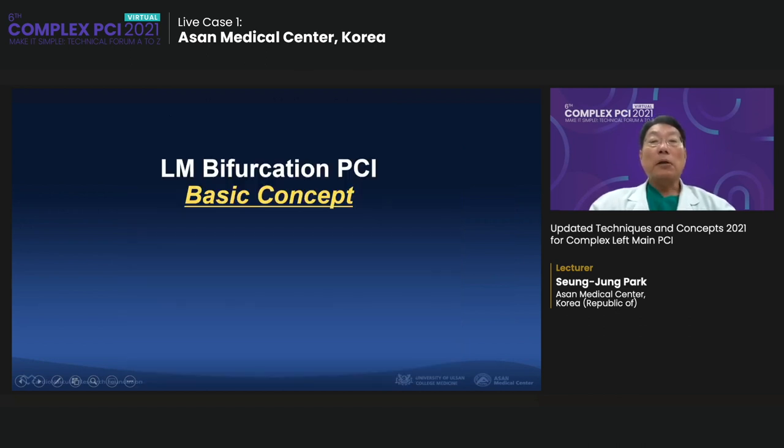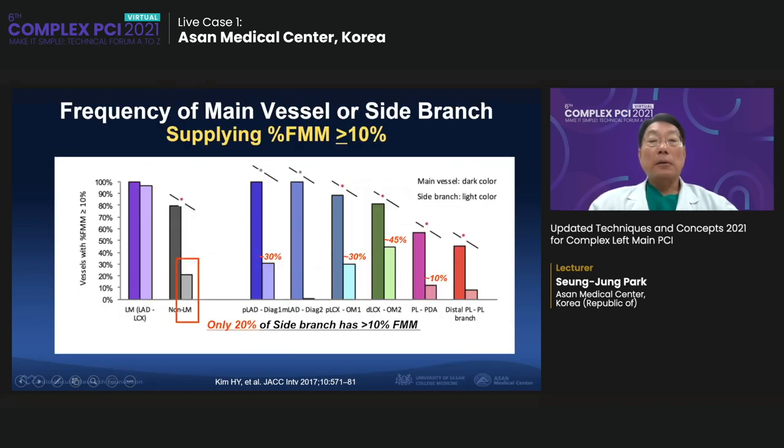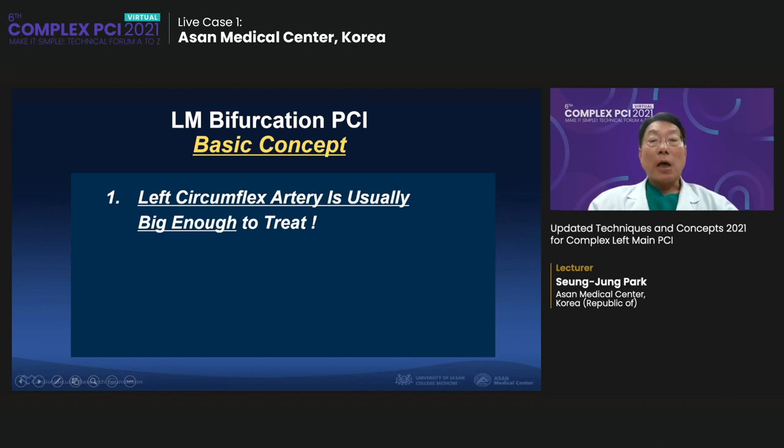So, the basic concept for left main true bifurcation PCI. Look at this: the circumflex artery is usually big enough to treat in terms of myocardial mass, more than 10% by CT-FFR. And if you look at the side branch concern, only 20% of side branches have more than 10% fractional myocardial mass. However, in circumflex cases, more than 95% of cases have more than 10% myocardial mass. So the circumflex artery is usually big enough to treat.